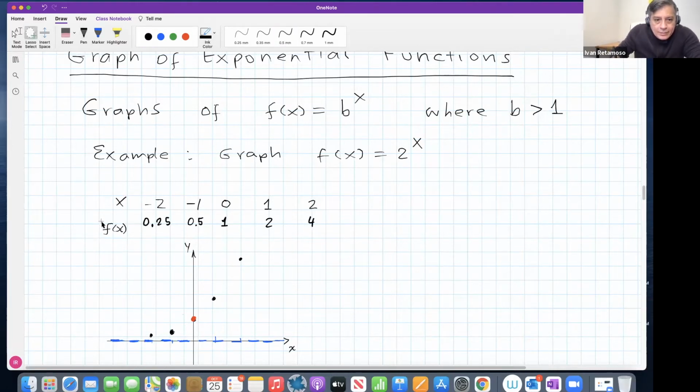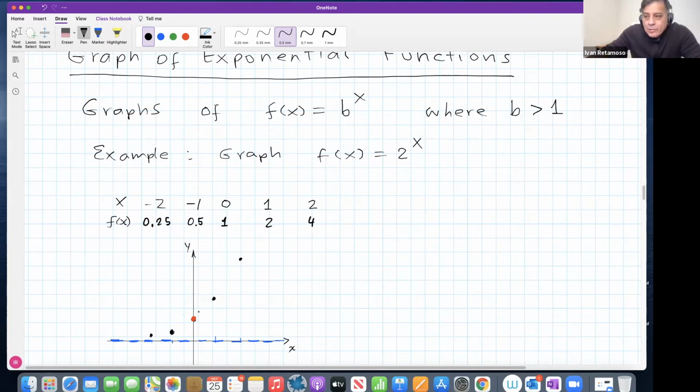All right, so this is what we get. Now, if you pair them up, input values with output values, you're gonna get the following. For 0, 1. For 1, 2. For 2, 4. For -1, 0.5, half. For -2, 0.25, a quarter.